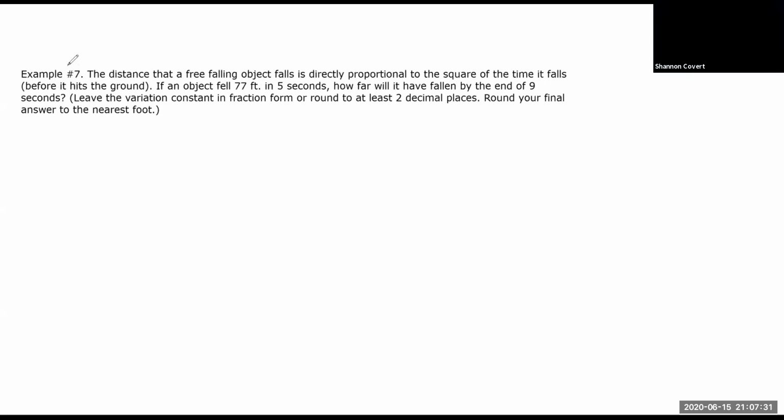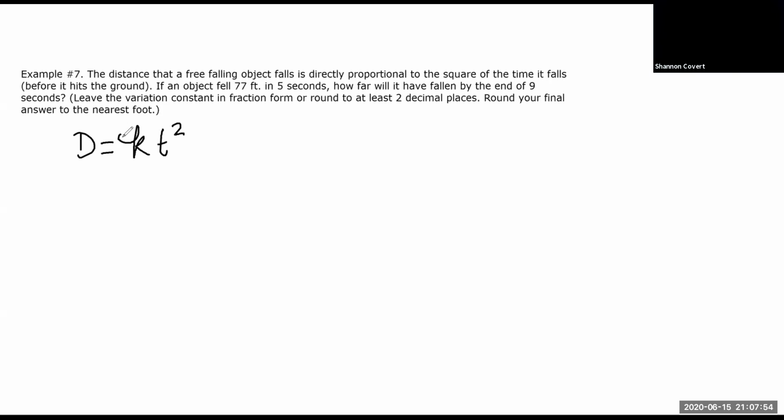It makes your answer more accurate. The distance that a free-falling object falls is directly proportional to the square of the time it falls. I'm going to use d for distance. Varies directly means k times something, in this case, the square of time, which will be t squared.